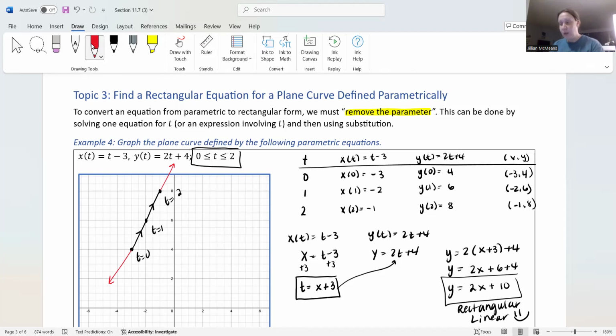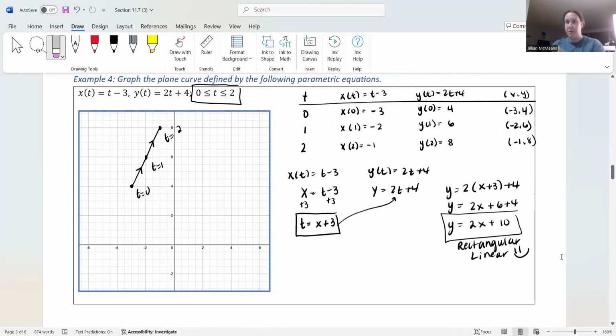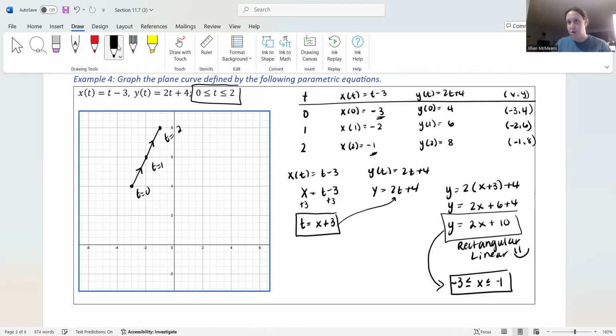Well, not really. We were limited from t values 0 to 2, okay? So what did that do for us when we think of domain in rectangular form? We're thinking like x's. So what does this mean for the domain of this? We can't say it's this whole equation because if we had this whole equation y equals 2x plus 10, we'd be going forever and ever. So we're going to say, hey, this is our equation, but we know when t was equal to 0, x was negative 3. When t was equal to 2, x was negative 1. So we would say that we can be from negative 3 to negative 1 as far as x is concerned. So that's kind of like our domain restriction here.